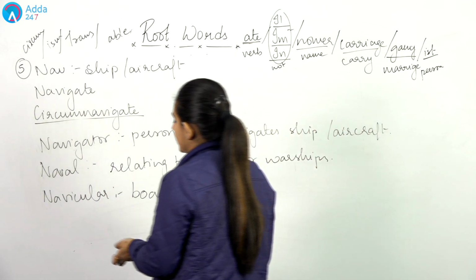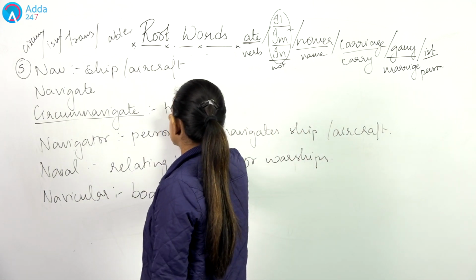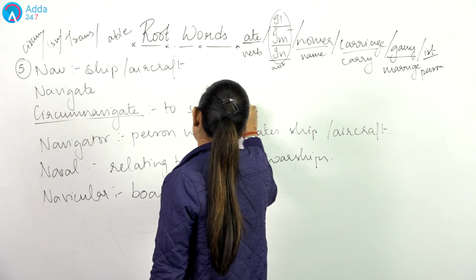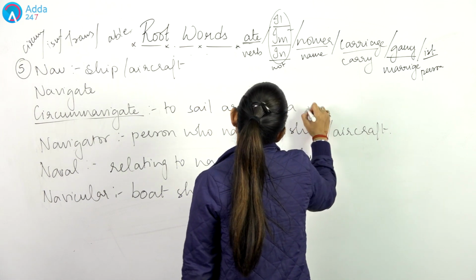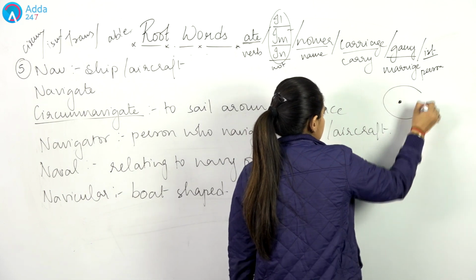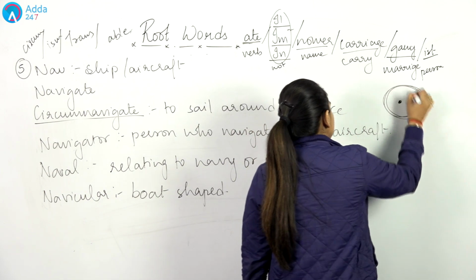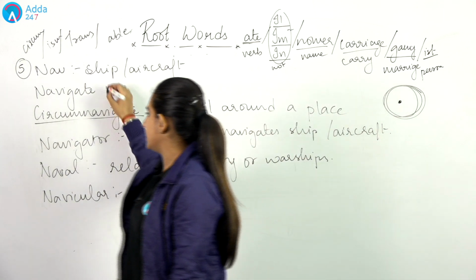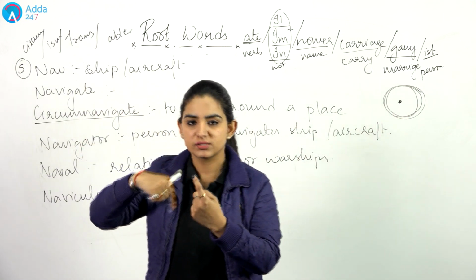So circumnavigate, what does this mean? It means to sail around a place. For example, suppose this is a place and this ship keeps sailing around here. So this is what we mean by circumnavigate, moving, surrounding somewhere.